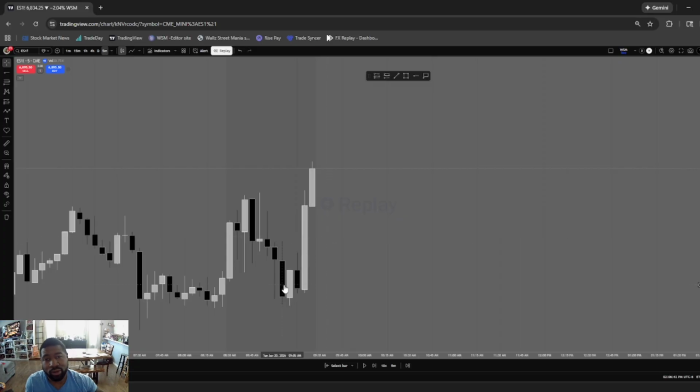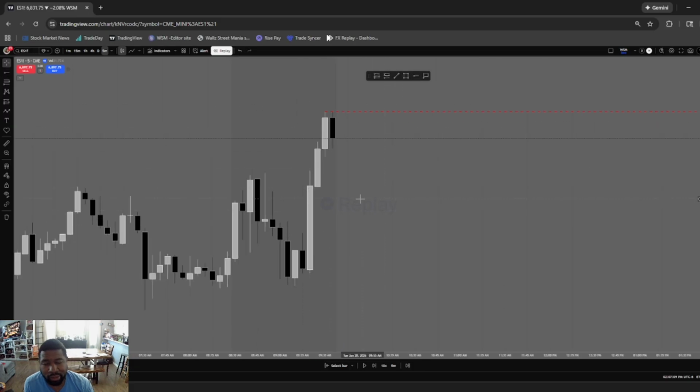My white candles are technically my green. They mean up. My black candles mean down. They represent my red. So if price is going up as my white candles, this means absolutely nothing until I get the opposite color candle. Boom. That tells me that price went up and then price went down. Now this is my newest swing high.